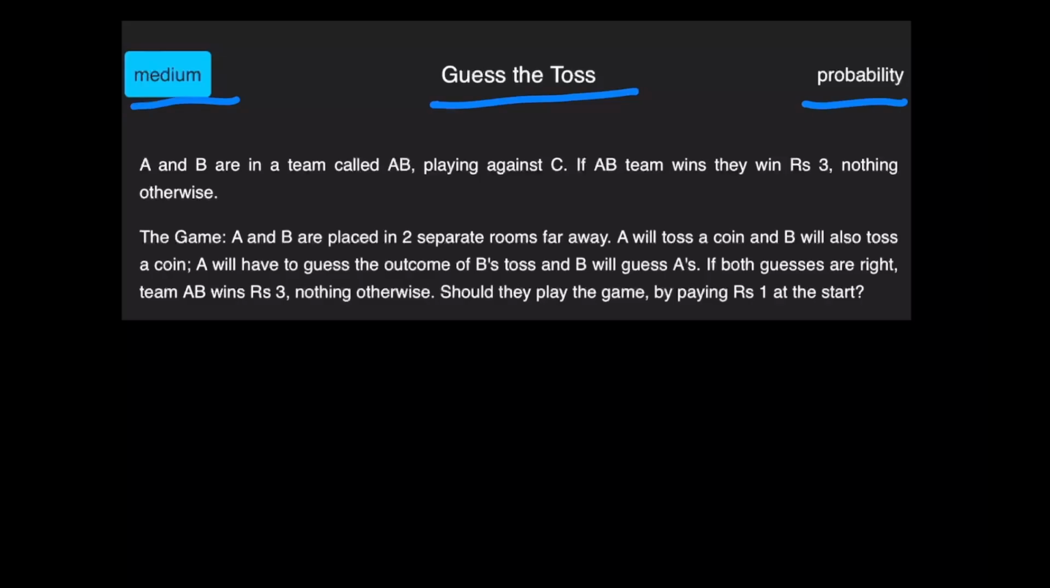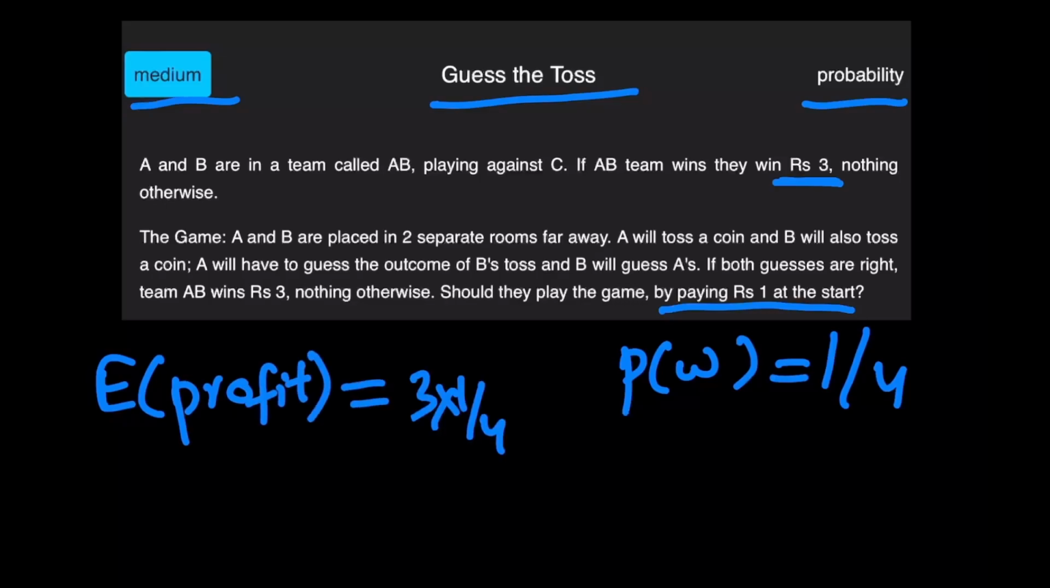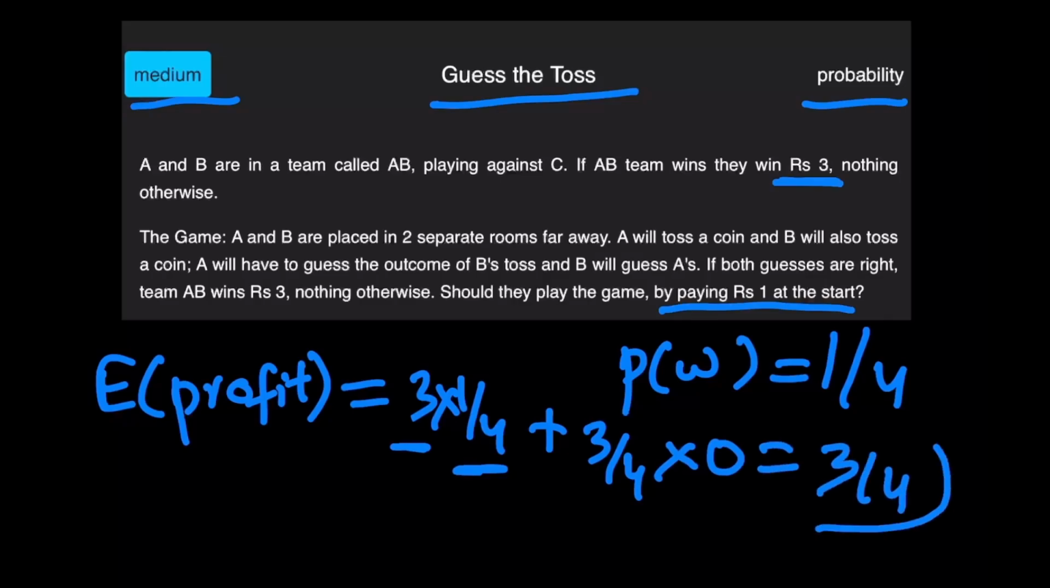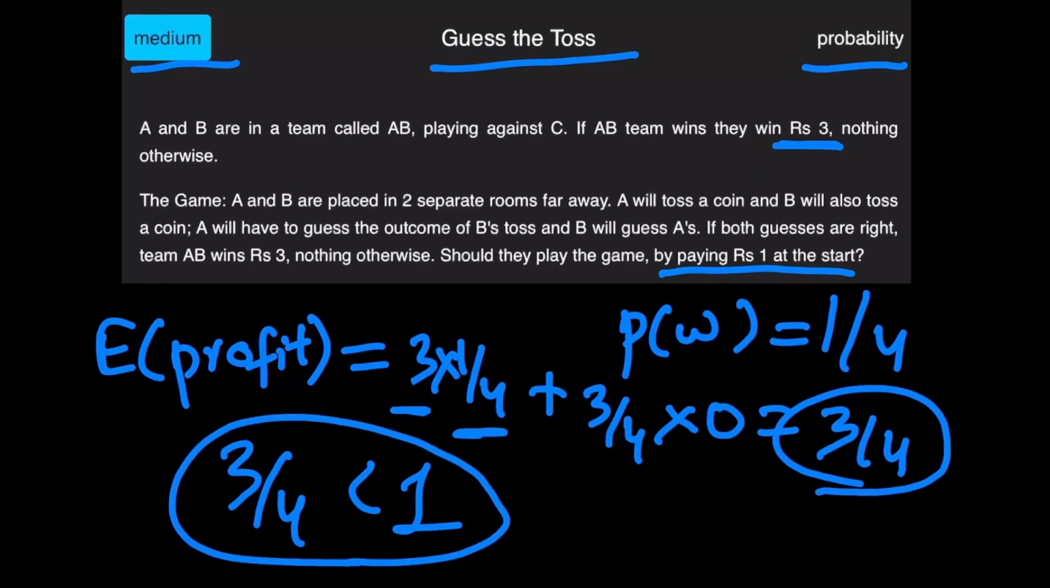So right off the bat, it might seem like the probability of winning this game is 1 by 4. And since we have to play this game giving in 1 rupee and we win 3 rupees, the expected profit, which is essentially what we have to calculate eventually, is the probability of winning, which is 1 by 4, times the expected returns in that case, which is 3, plus the probability of losing, which is 3 by 4, times 0, which comes out to be 3 by 4. And 3 by 4 is less than 1, which is the amount that we're paying to play this game.